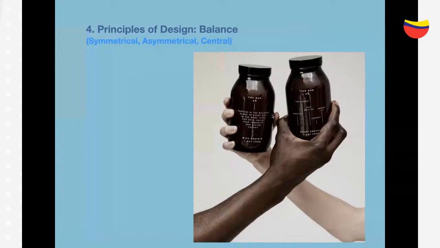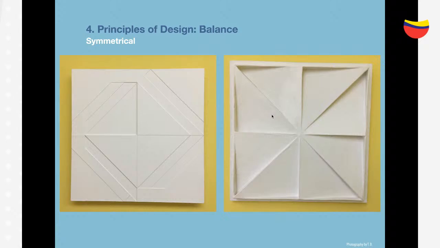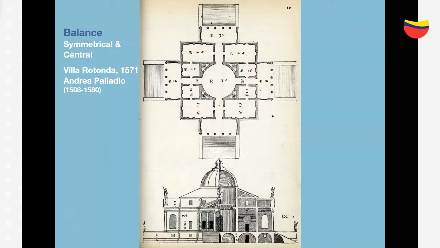Balance is another principle that we use here. Two different hands, but they create a balance, don't they? Very simple, no need to explain, actually. Now, yes, there are symmetrical balances, as you see here. Probably you did similar things in your design work, I'm not sure, but these are artworks, by the way. And an architectural one. Let's go to a famous building again. This time Villa Rotonda, 1571, by Andrea Palladio. You see the balance, the symmetry, and the central aspect of it, and how powerful a building it is.